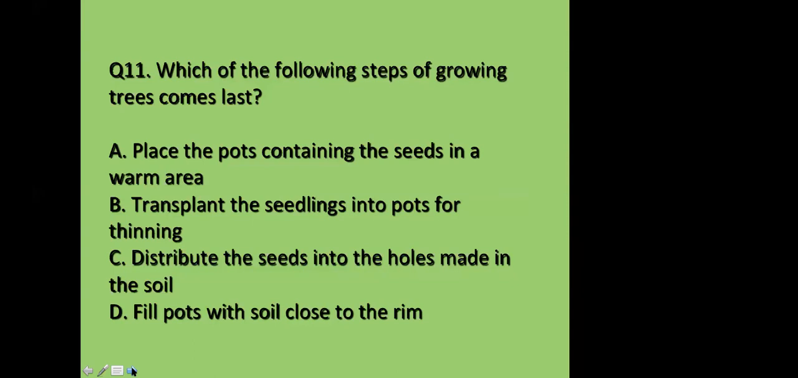So the answer is option B, transplanting the seedlings into pots for thinning. We have seen the video also. First, what is done? That pot is filled with soil, and then the seeds are distributed in the holes made in the soil. After that, the pots are kept in a warm area so that photosynthesis can happen and the plant can grow. And then you are going to transplant the seedlings into the pot for thinning. So the right answer is option B. Now the next question.